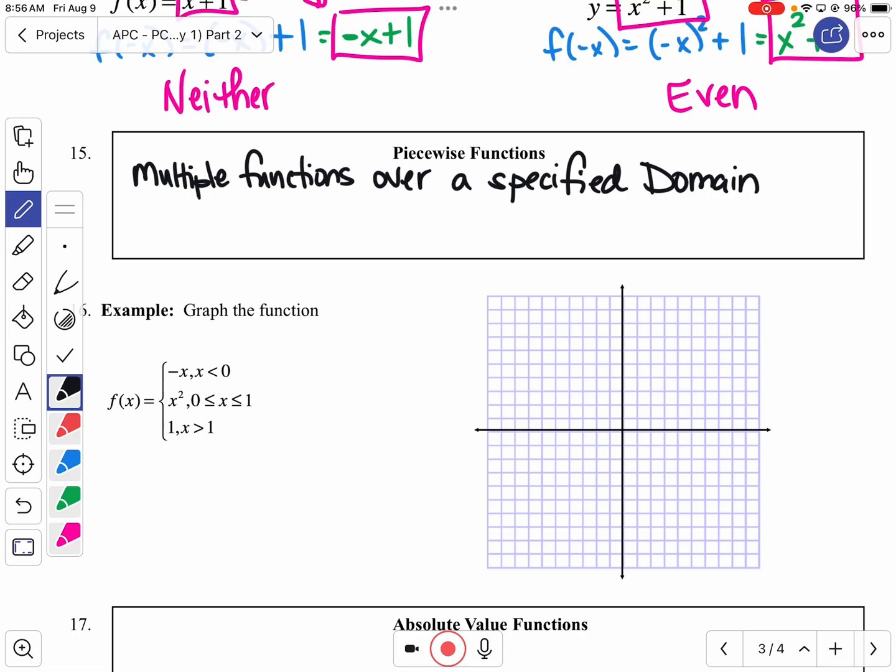Being able to graph one will help you tremendously. And so that's what I want us to look at today, is graphing a piecewise. I can't remember if that's on the quiz or not, but I think it is.